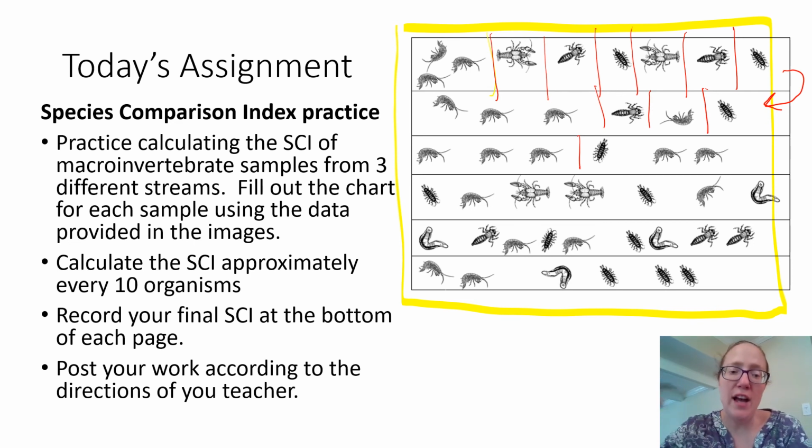Okay, so I just did a bunch of the first sample for you in terms of filling out your data. Remember to check the SCI approximately every 10 organisms. If it's 9, if it's 11, that's fine. Just check it a couple times while you're doing it. Check what that decimal would be for the SCI. Remember, you look for 3 places where it was pretty much the same, and you use the final calculation as your answer for your SCI. You're going to record your SCI at the bottom of each page for each of your 3 samples, and then post the work according to your teacher's directions. If you need any help, remember that we are available through office hours for any questions or clarification.